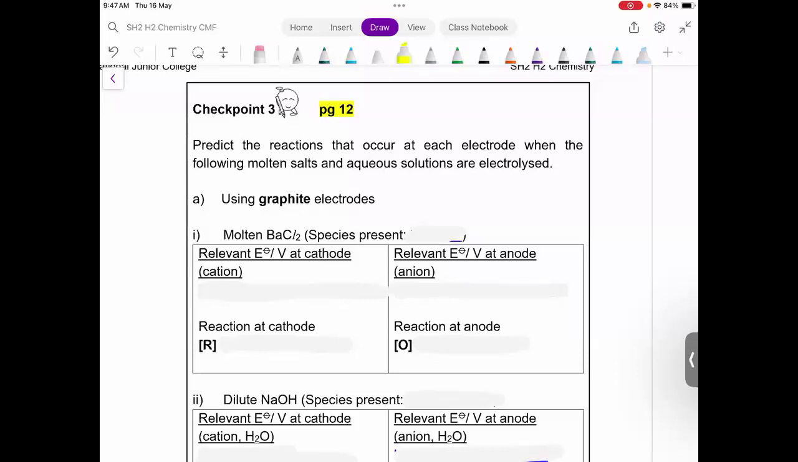Anode is attracting anion, right? Anode is where oxidation takes place. Can we just flip? No. I never teach you flip. I always say anode oxidation species must be on the right side. We never flip. I never ask you to flip.